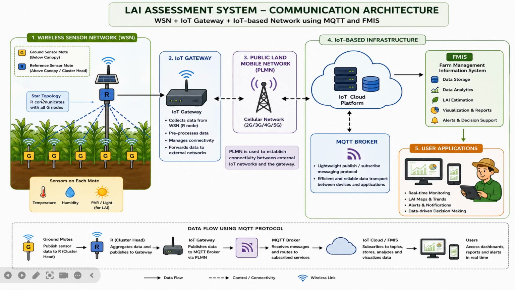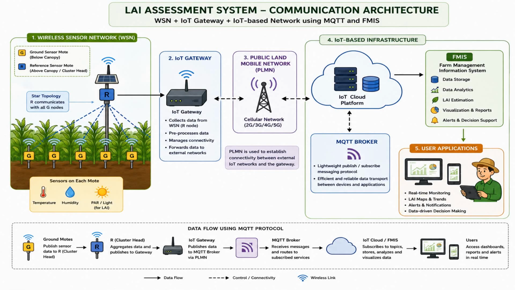Now here, this image illustrates the communication architecture of an IoT-based leaf area index assessment system used in smart agriculture. The system integrates a wireless sensor network, then an IoT gateway, public land mobile network, that is a PLMN, then IoT cloud infrastructure, you have MQTT broker, then a farm management information system, FMIS, to enable real-time crop monitoring and decision making.